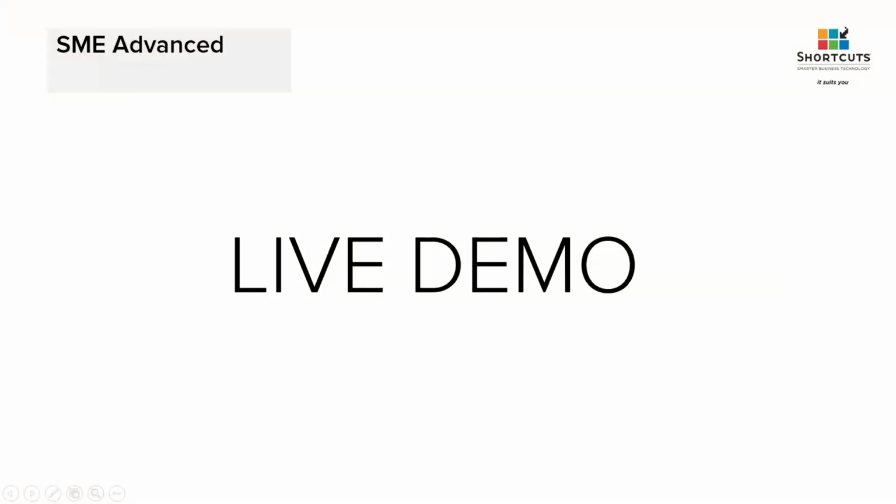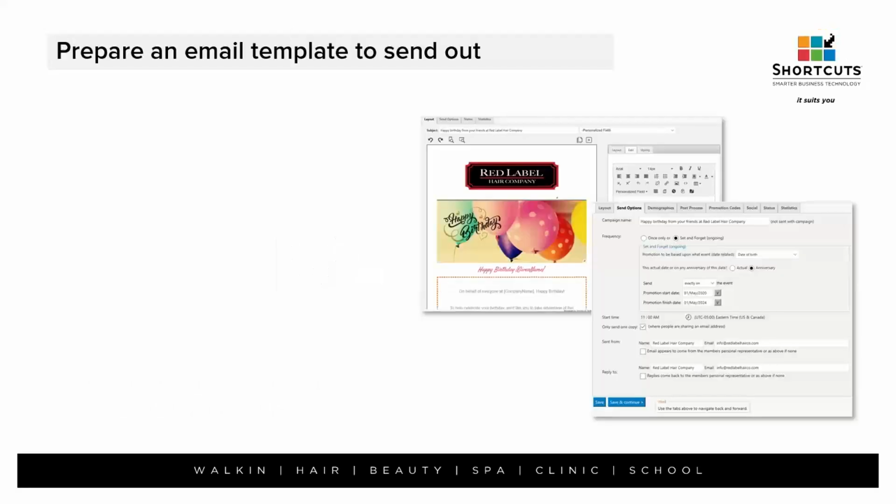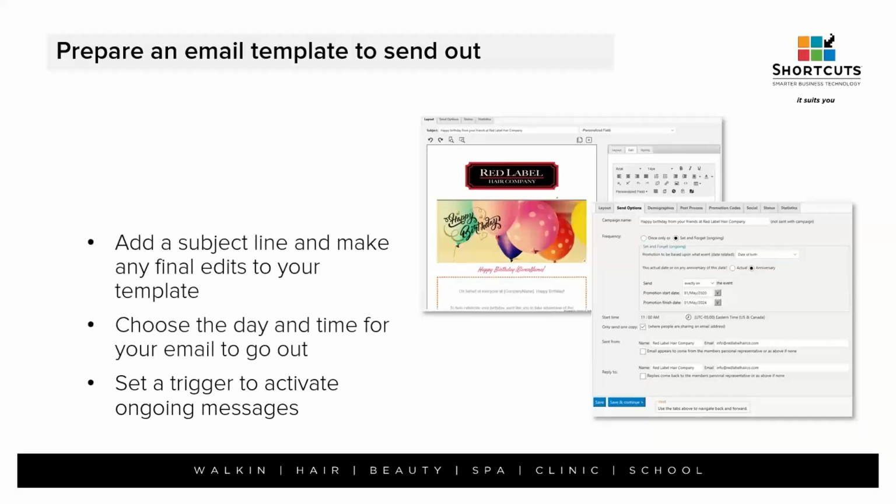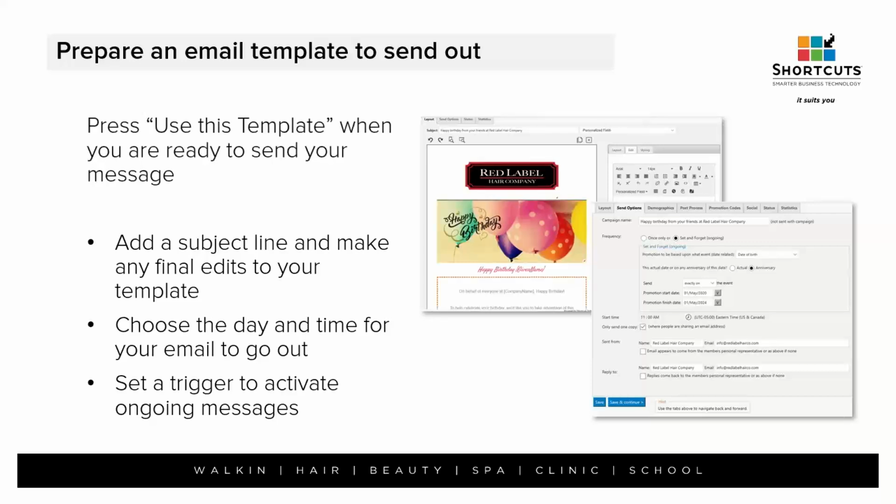So you should now know how to export a list, how to upload a list, how to set up a campaign, and the shortcuts. Use demographics to target these specific people. So these are the steps I've already done. I created my template. I added a subject line. I chose the day and the time for my email, in this case tomorrow at 9, and I set a trigger.